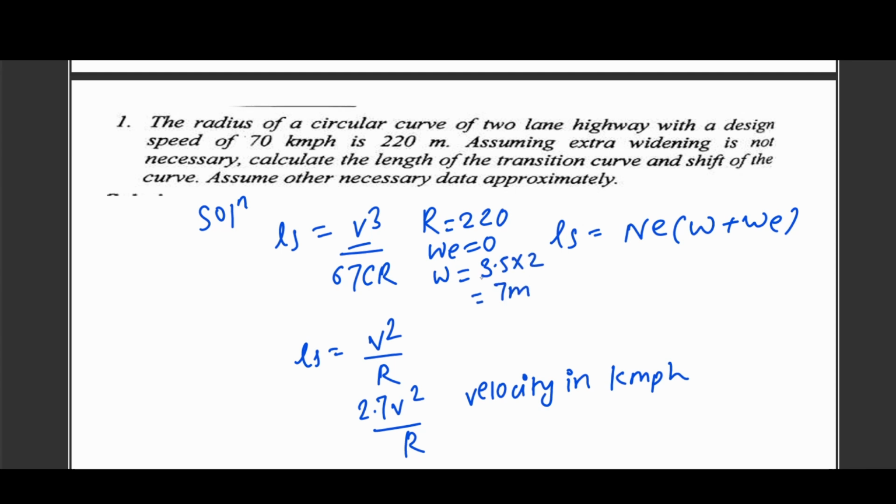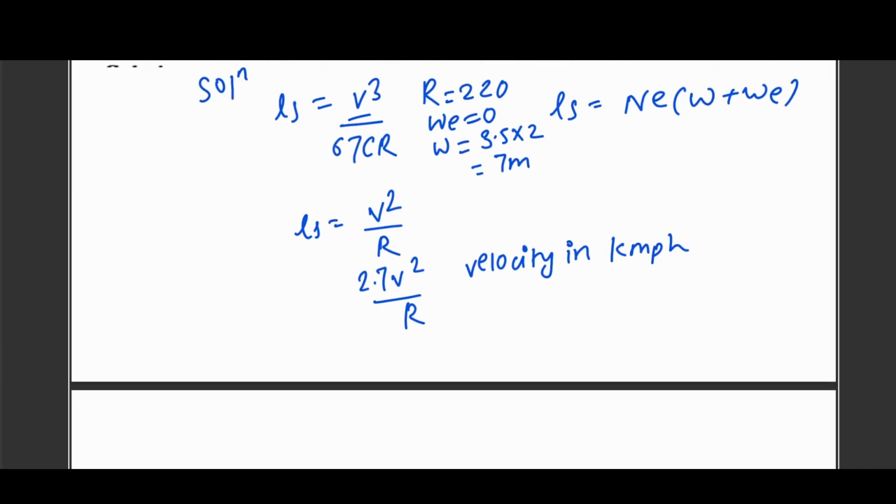For one lane, the width is 3.5 meter, which we have explained in the cross-sectional elements, in the first cross-sectional element. And calculate the length of the transition curve and shift of the curve. We need to calculate the length and the shift. Okay, so let's move on to the question.